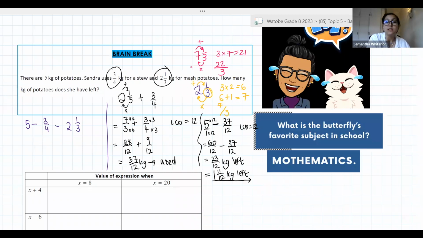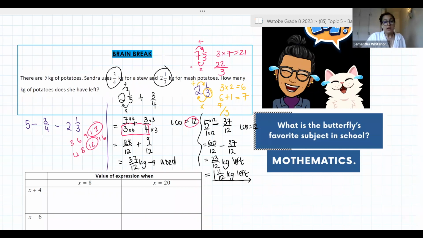LCD is the smallest number that our denominators can divide into. So if we go here, we've got the denominators 3 and 4. We want to know what is the smallest number they can both divide into. If you think about your multiples, 3, 6, 9, 12, 4, 8, 12, 16. The smallest common one is 12. Hence my LCD is 12.